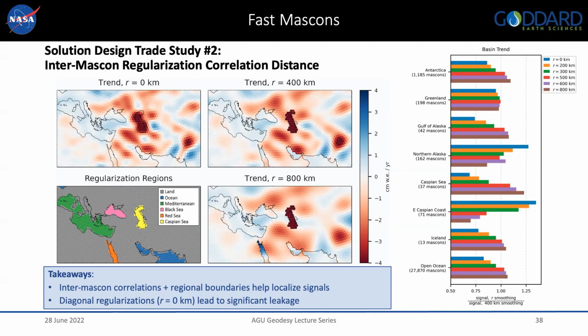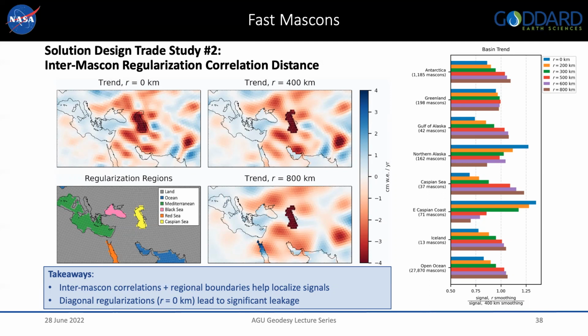In this particular study, we did that by adding inter-Mascon correlations defined by the Gaussian smoothing function for various Gaussian smoothing radii. And then we also included constraints that said, okay, these are coastlines, and Mascons on either side of this coastline, so in other words, water versus land, should not have any correlation between them. And we found that when we combine these two things, the coastlines plus the little bit of correlation between neighboring Mascons, we can greatly improve the signal localization.